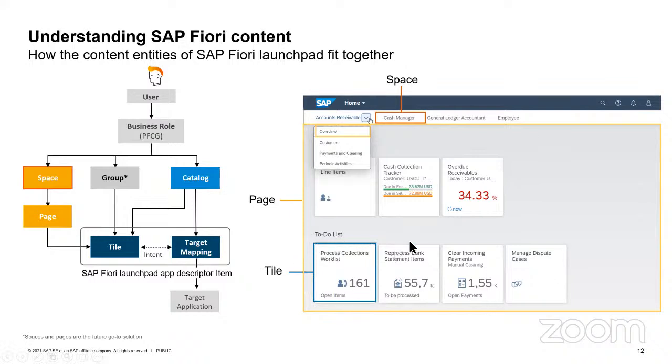For example, to-do list. This is a section, looks like a group before, but the section itself is part of the layout of this page. So it's not a separate content entity. It's just part of the page definition.